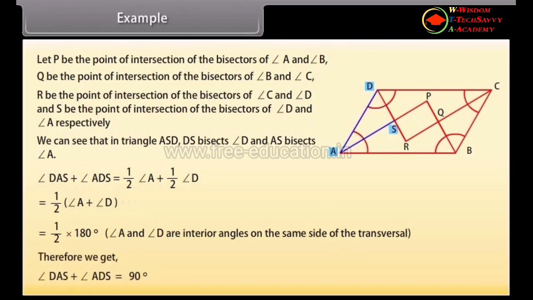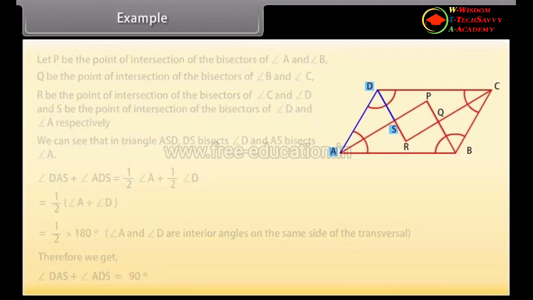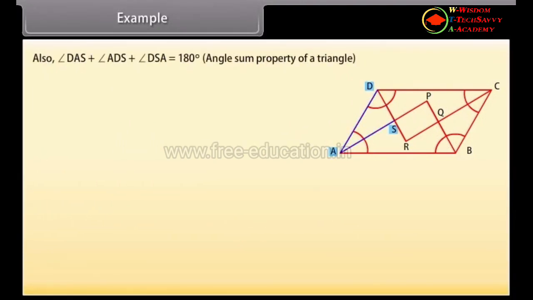Therefore, we get angle DAS plus angle ADS is equal to 90 degrees. Also, angle DAS plus angle ADS plus angle DSA is equal to 180 degrees, by the angle sum property of a triangle. Or 90 degrees plus angle DSA is equal to 180 degrees, or angle DSA is equal to 90 degrees.